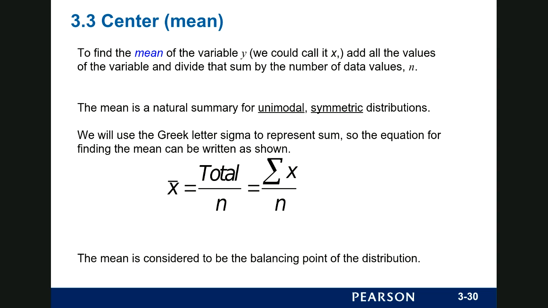So why do we use mean? Well, it's like a balancing point of a distribution. It gives equal weight to each observation. And mean is very useful when we're dealing with unimodal symmetric distributions.